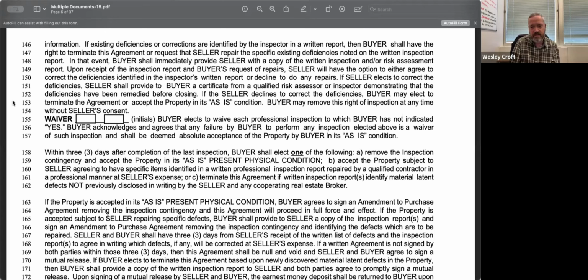What this means is, when they initial that box, if they didn't check the box for well flow rate, water potability, and septic, they're saying, okay, we're taking that just like it sits. But if they check the box for general inspection 7 days and then never have one done, once that date is passed, they have officially waived their right to have that, and they can no longer do it.